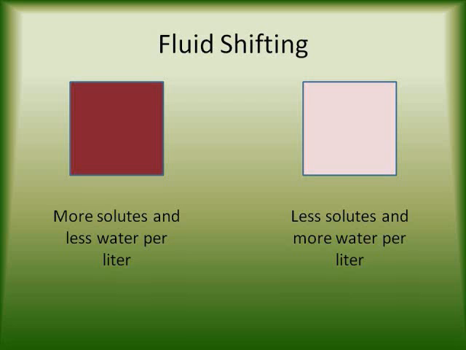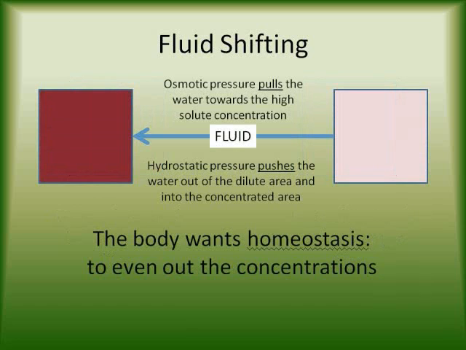Okay, let's look at this another way. The image on the left, more solutes and less water per liter. The image on the right, there are less solutes and more water per liter. So typically speaking, the box on the left is more concentrated. Osmotic pressure pulls the water towards the area of high solute concentration. Hydrostatic pressure pushes the water out of the dilute area and into the concentrated area.